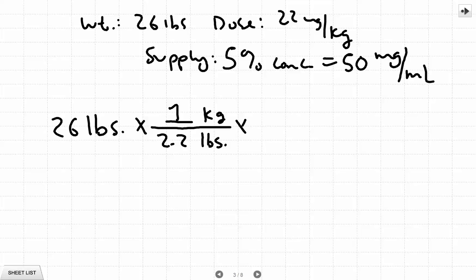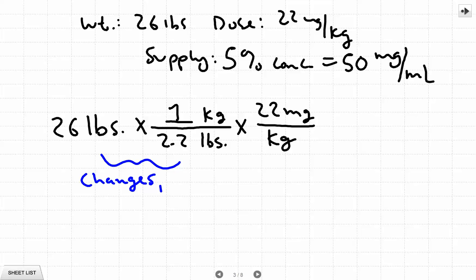So my next step here, now that I'm in kilograms, is to multiply by the dose information. I know that there are 22 milligrams of drug to give for every 1 kilogram of body weight. So right now, this changes the weight of the patient into the units of measurement that I need. Now, if this were 22 milligrams per pound instead of per kilogram, I would not need this first step because I'd already be in pounds. But since I need my patient weight to be in kilograms, that's what step number 1 is for.